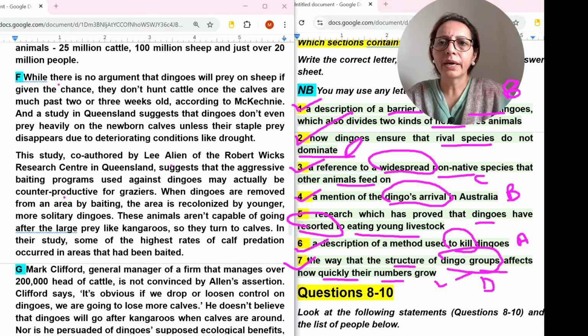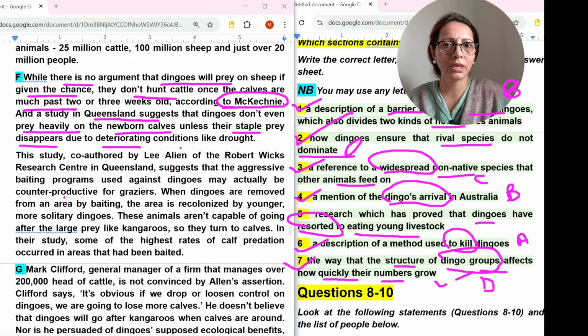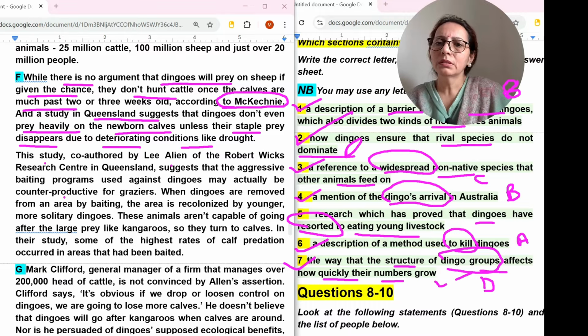So F number. While there is no argument that dingoes will prey on sheep if given the chance, they don't hunt cattle once the calves are much past 2 or 3 weeks old. Okay. According to McKillen, again a person's name is there. So we can circle person names. And a study in Queensland suggests that dingoes don't even prey heavily on newborn calves unless their staple prey disappears due to deteriorating conditions like drought. Okay. This study co-authored by this and this.